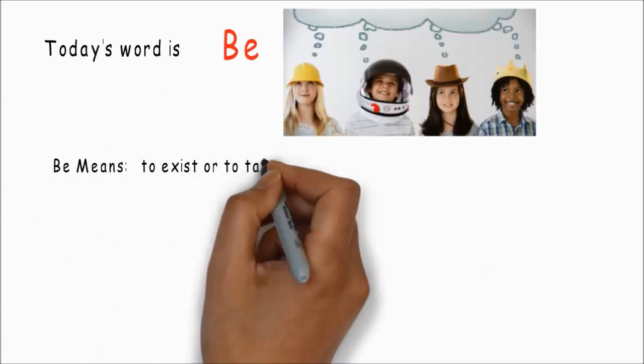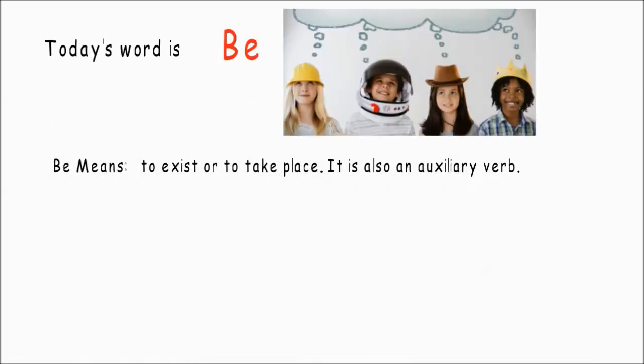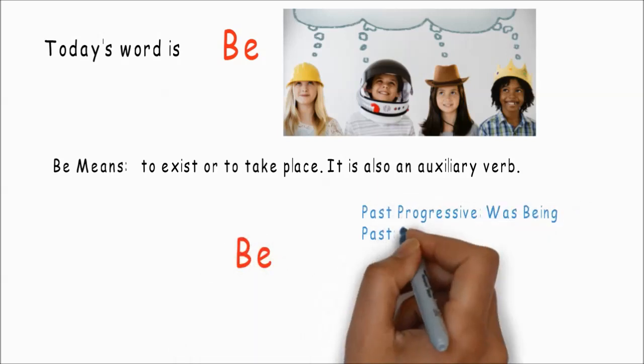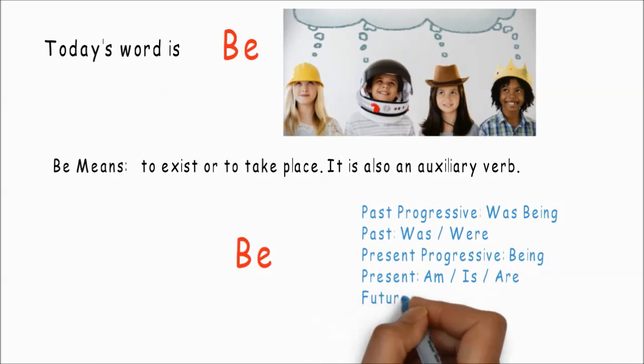Be means to exist or to take place. It is also an auxiliary verb. Be. Past progressive, was being, past was or were. Present progressive, being. Present, am, is, are. Future, will be.